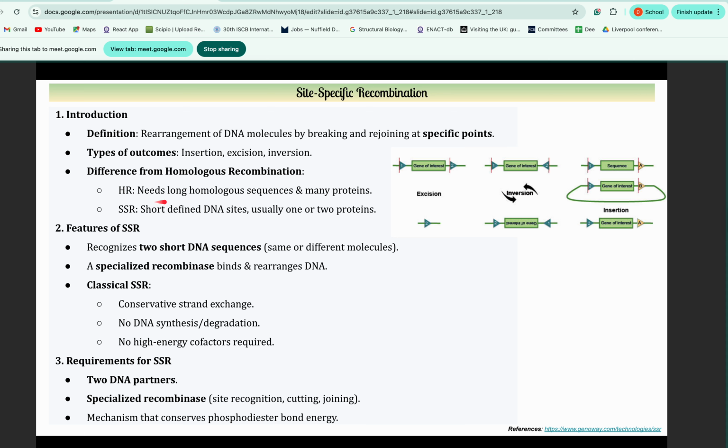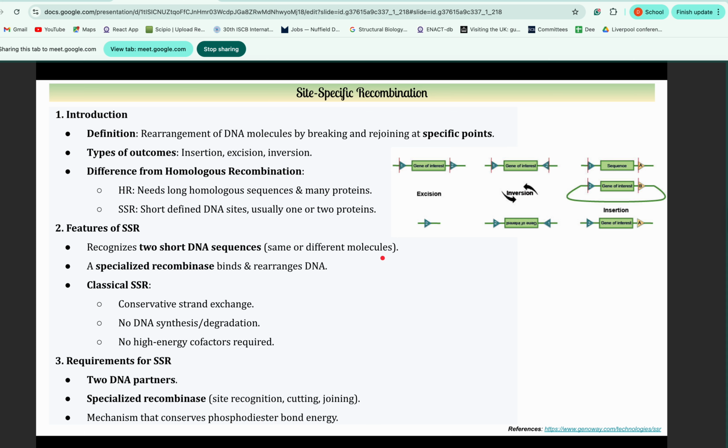So homologous recombination needs long homologous sequences and many proteins, because we have seen how many proteins are involved. Whereas site-specific recombination uses short defined DNA sites. We exactly know which site we need to recombine or excise, or whatever we want to do with the site. So that site is small, and usually 1 or 2 proteins are required to perform that site-specific recombination.